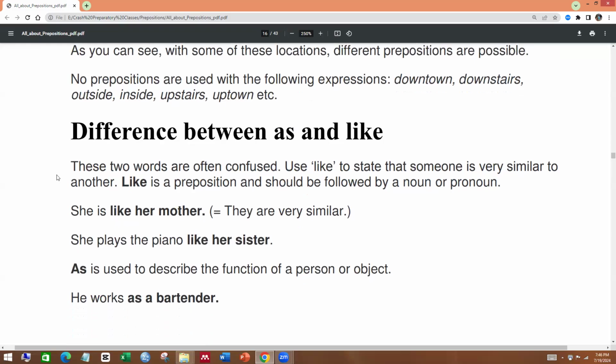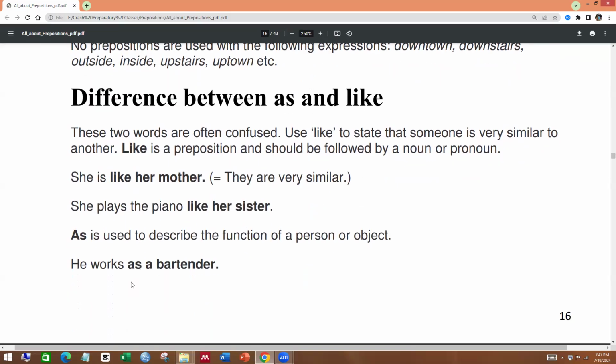Difference between as and like. These two words are often confused. Use like to state that something is very similar to another. Like is a preposition and should be followed by a noun or pronoun. She is like her mother. They are very similar. She plays the piano like her sister. As is used to describe the function of a person or object. He works as a bartender. Bartender कहते हैं साकी.